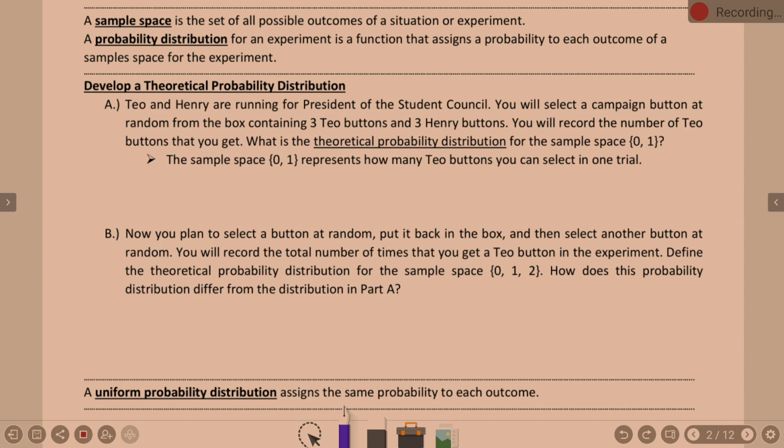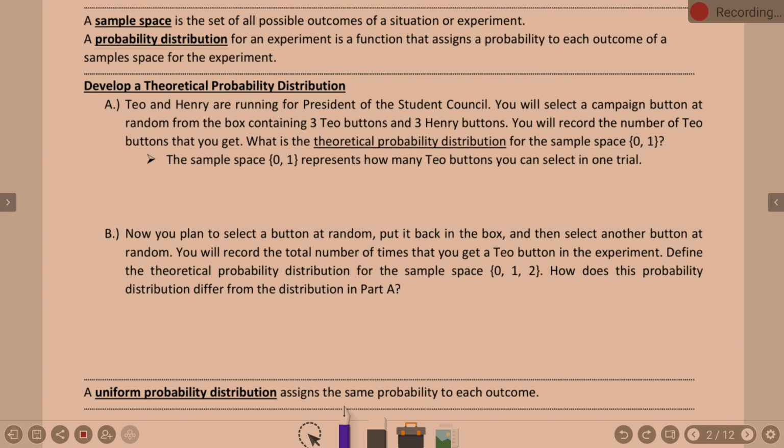Then the other vocabulary, a probability distribution for an experiment is a function that assigns a probability to each outcome of a sample space for the experiment. Okay, so it's distributing the probability. It's assigning a probability to each item. We'll kind of dig into it a little bit here with this first one. I'd ask us to develop a theoretical probability distribution. So we're going to look at the probability of all the possibilities.